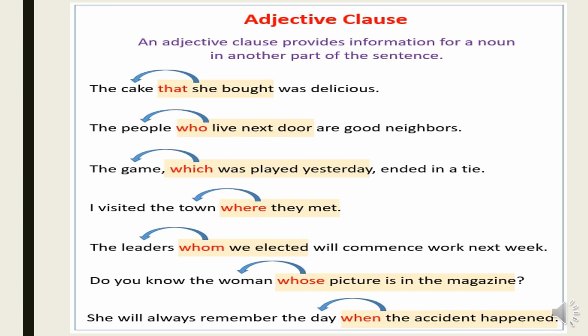Let's see this now. This is easy. An adjective clause provides information for a noun in another part of the sentence. The cake that she bought was delicious. The people who live next door are good neighbors. The game, which was played yesterday, ended in a tie. I visited the town where they met. The leaders whom we elected will commence work next week. Do you know the woman whose picture is in the magazine? She will always remember the day when the accident happened.